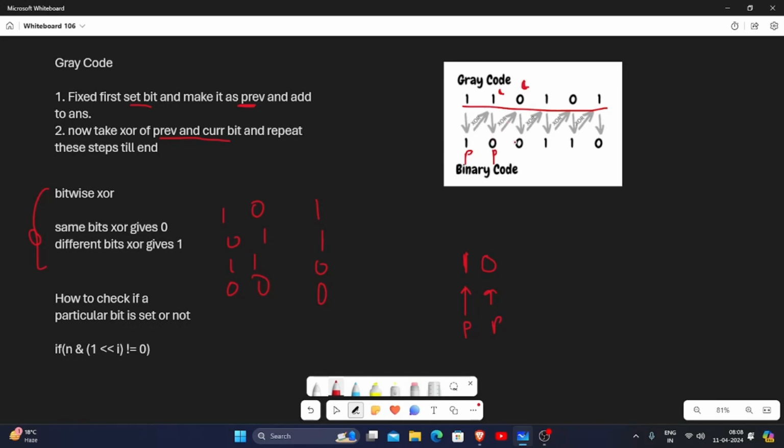So 0 0, again they are the same bits. We will again get 0. We are doing XOR of previous and current. This time again, this will be our previous, and this will be our current. 1 0, 1 XOR 0 is 1. We will actually get 1.